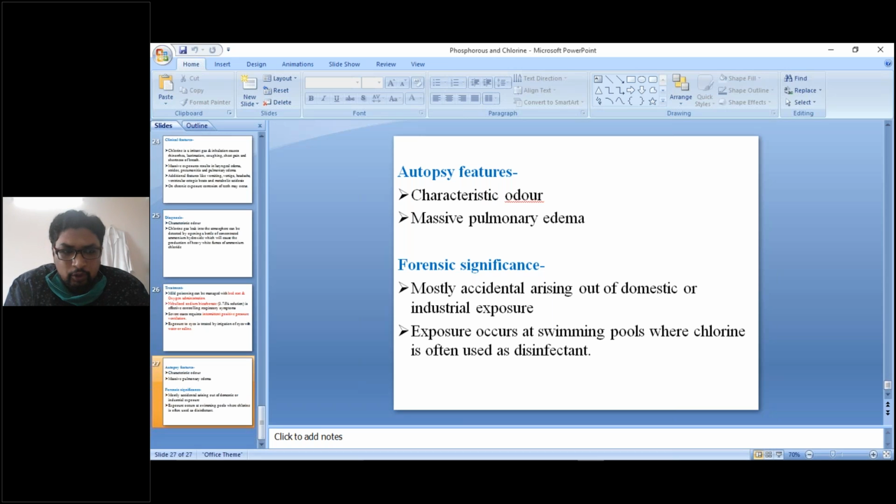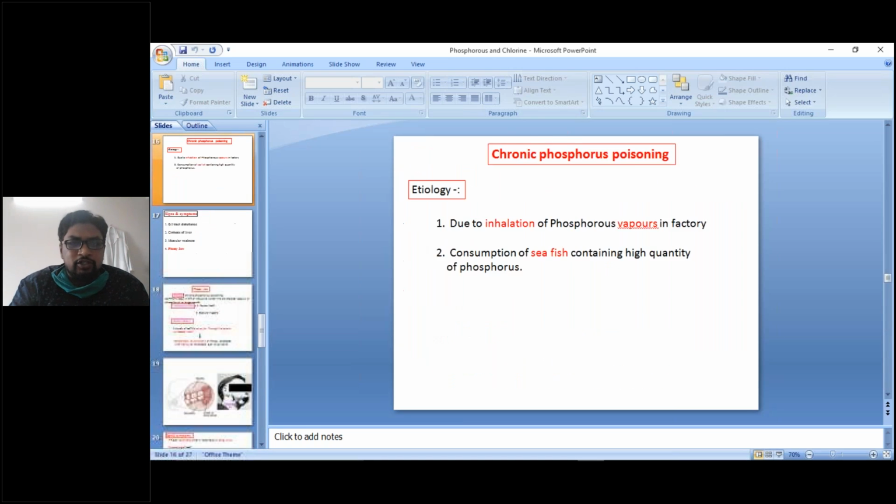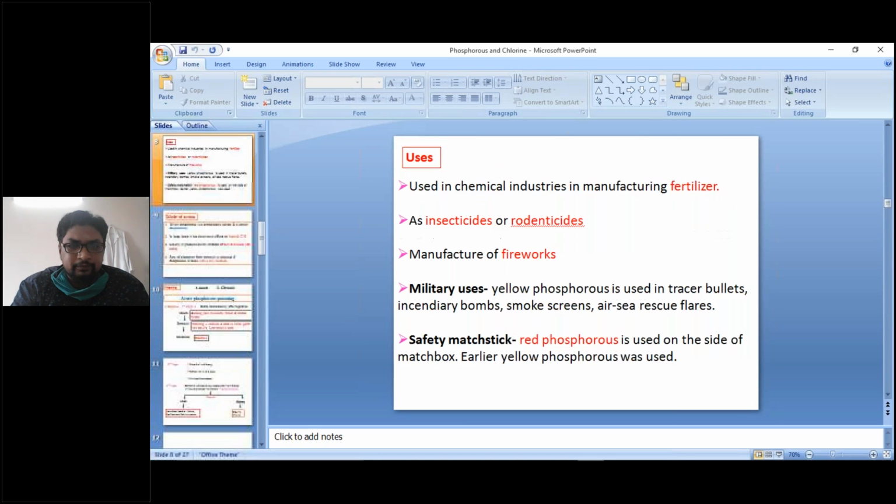So this is about chlorine briefly. Most of the time chlorine is not asked in the examinations. Phosphorus has been asked. So this is about phosphorus and chlorine.